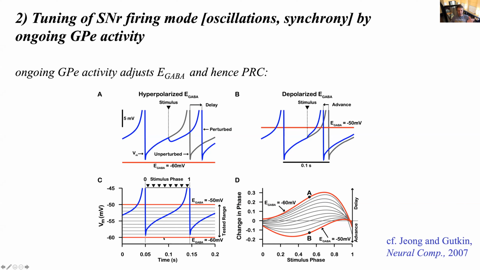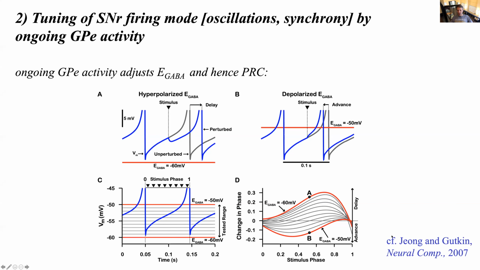So if by hand we were to just push E-GABA up and down, we can look at how stimuli at different phases would encounter different relationships of E-GABA to the membrane potential, and therefore determine whether they'd be depolarizing or hyperpolarizing. And we can summarize all of that here in the lower right. Right, so we have our different advance-delay phase response curves based on different choices of E-GABA.